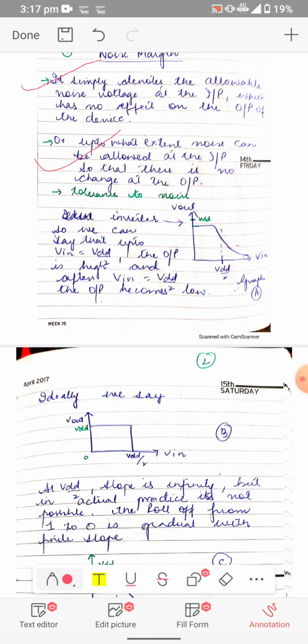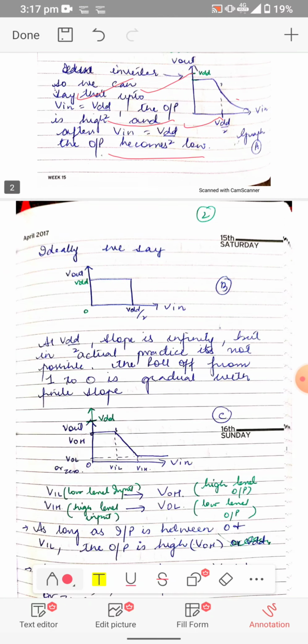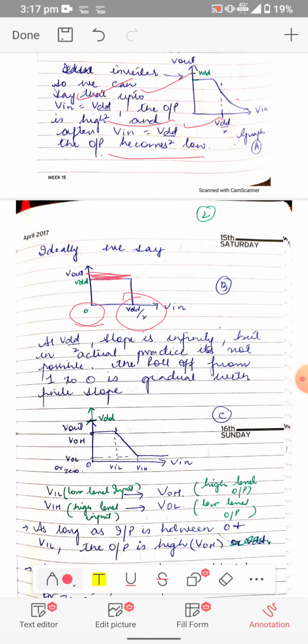Okay, as my input goes up to VDD by 2, the output is high, and after the input crosses VDD by 2, the output becomes low. Ideally, what do we say? We say that from 0 to VDD by 2 the output is high, say VDD. And as Vin exceeds this value VDD by 2, my output immediately drops to 0.